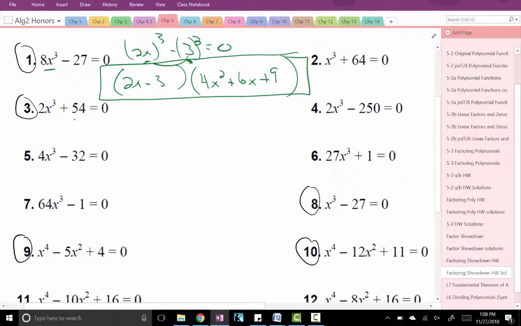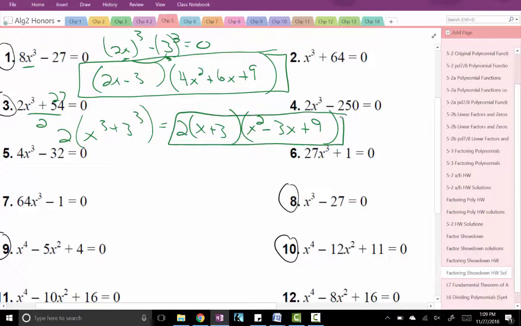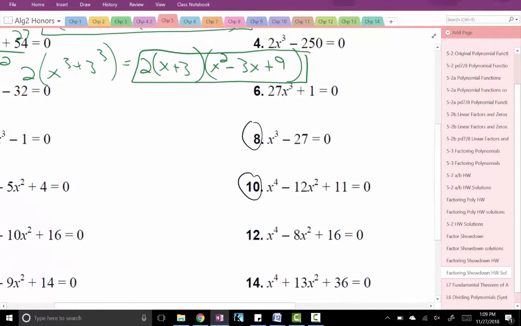In number 3, we have a GCF of 2, so that won't make too much difference. But now I have 27, so I'm going to write this as 3 cubed. This is one thing I stopped doing for you in class, and it seemed to create a little confusion. So if it helps, continue to do that. So 2, I have x plus 3. First term is x squared. We have 3x, and then 3 squared gives me 9. So the sign was positive, so it stays that way, and then changes right here. Okay, so a little GCF slipped in the mix.